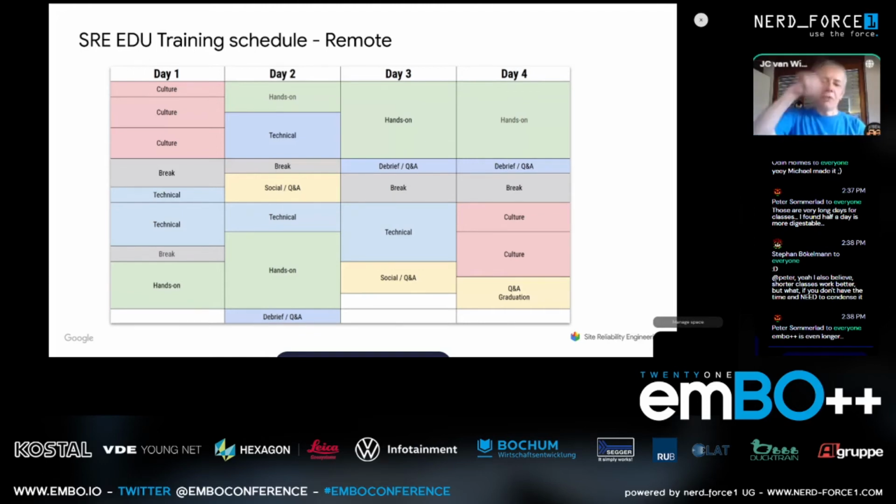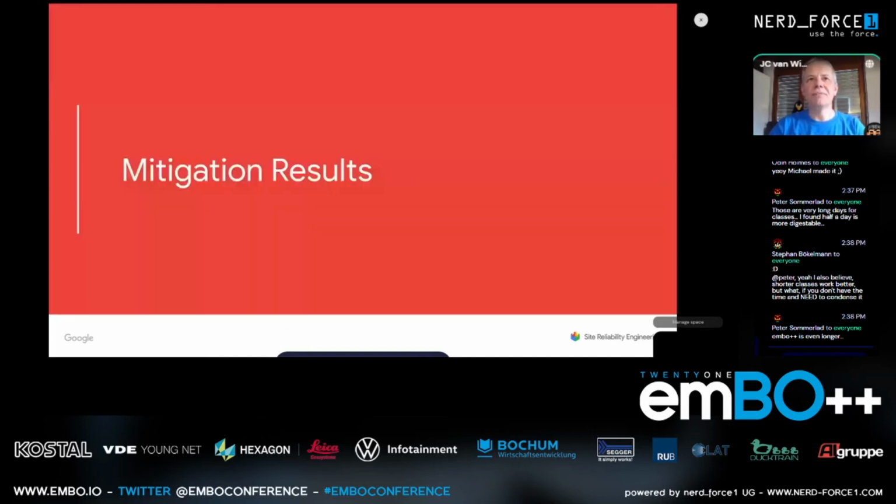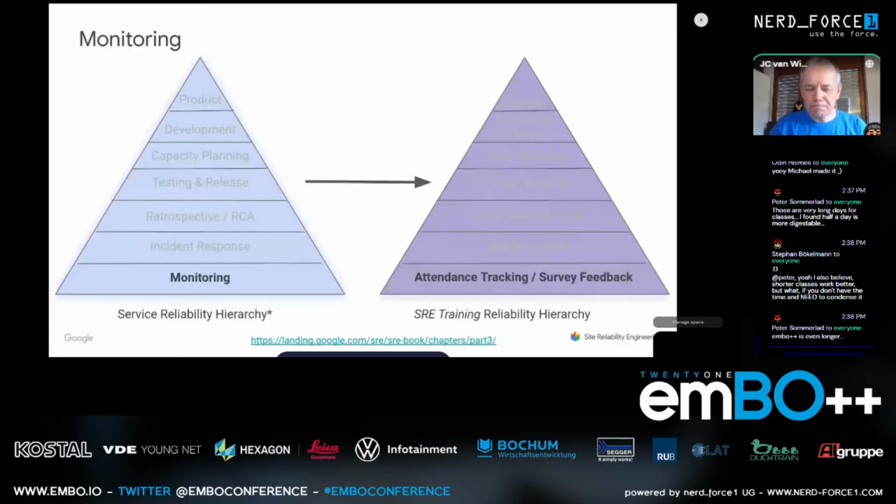So let me go full circle and back to our beloved SRE training reliability hierarchy. Did our mitigation work? Well, we know that in the service reliability hierarchy, we believe monitoring is key, and in the SRE training reliability hierarchy, attendance tracking is key, and having survey feedback. So what did we find out?